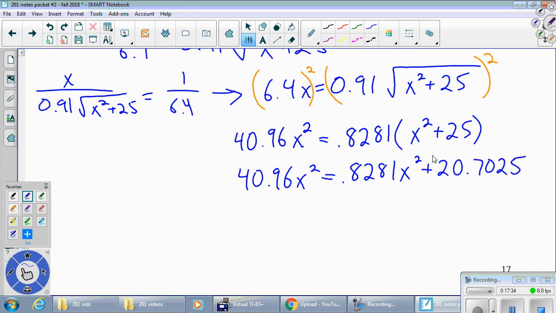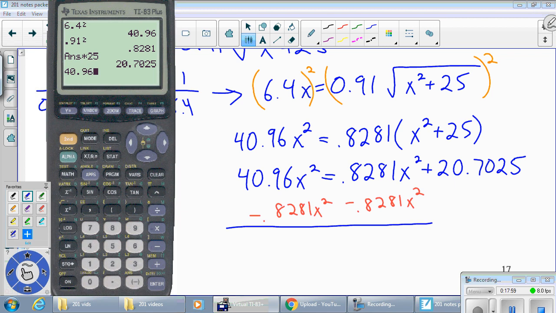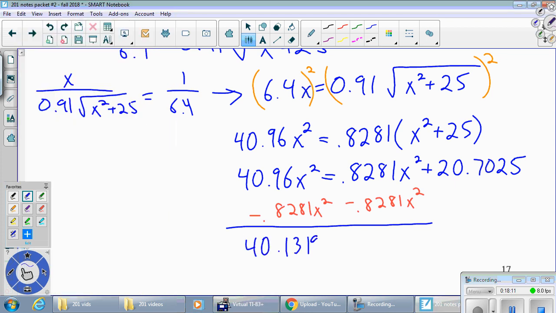Okay, we're going to bring the x squared term from the right-hand side over to the left-hand side by subtracting. I'll just write that out here. So we're subtracting 0.8281 x squared from both sides. Trying to get my x squared terms together. Okay, so let's do that here. 40.96 minus 0.8281. This tells me how many x squareds we have: 40.1319. Equals this constant on the right-hand side.